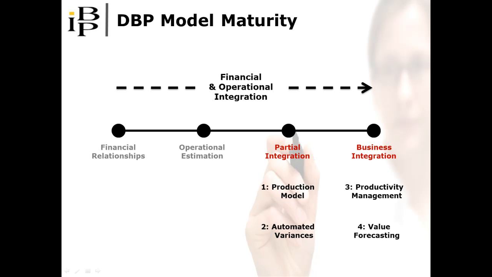The last two stages of the maturity model are highlighted on the screen, along with two key attributes of each stage. In the slides that follow, we'll explain these four attributes in more detail and how they support more effective driver-based planning.